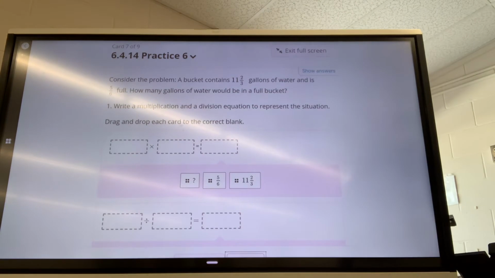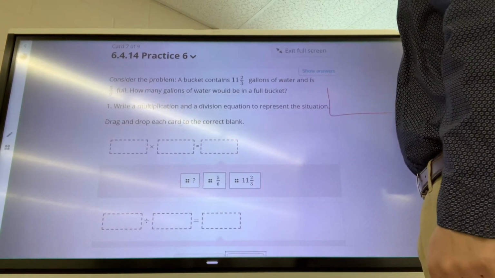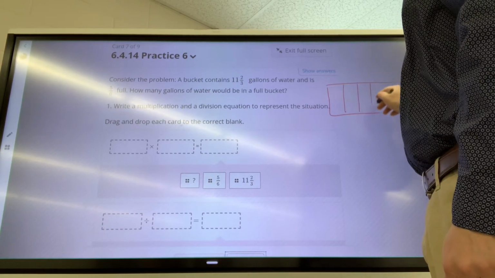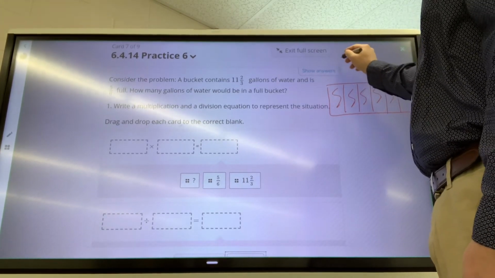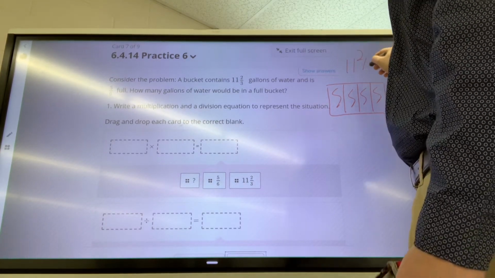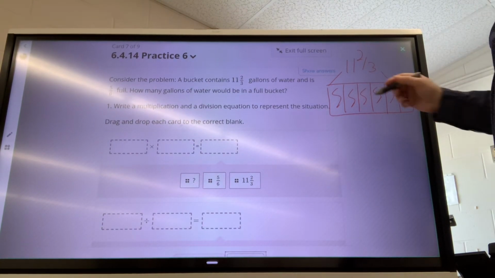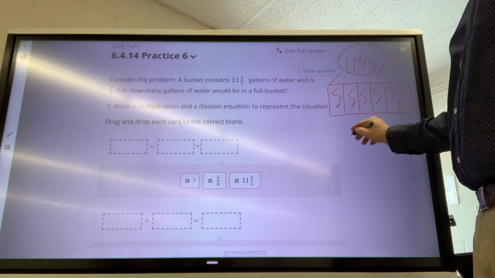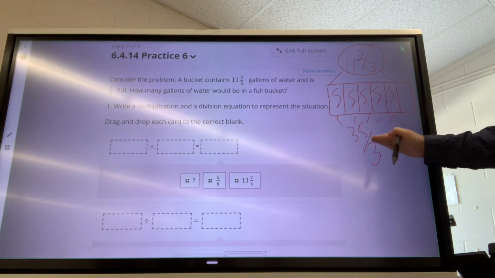Consider the problem. A bucket contains 11 2/3 gallons of water and is 5/6 full. How many gallons of water would be in a full bucket? So again, you might want to make that diagram where you've got 6. And it's 5/6 full, and you know that 5/6 there is 11 2/3 gallons. Wait, hold on. The bucket contains, yeah. So that 11 2/3 is spread out amongst this. Okay. You might want to change this to a fraction. You know that that's 35/3 over these 5 pieces. So how many thirds would be in each one?